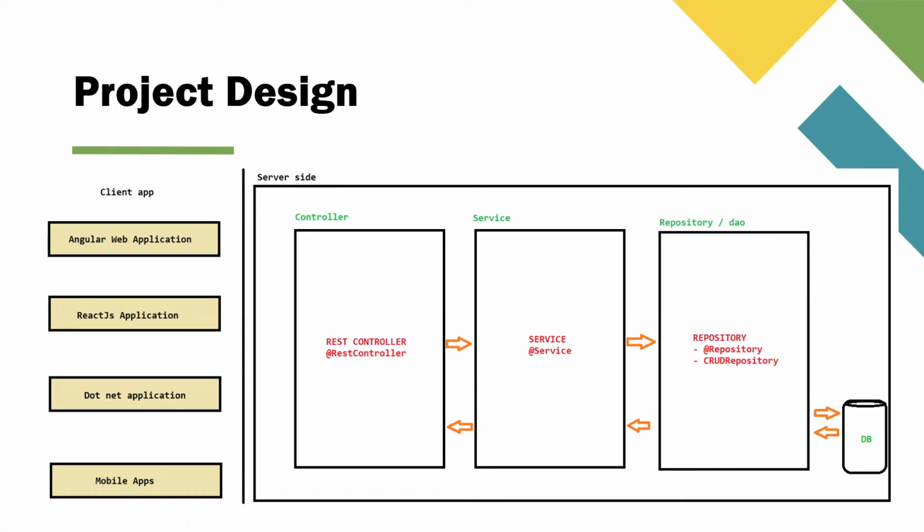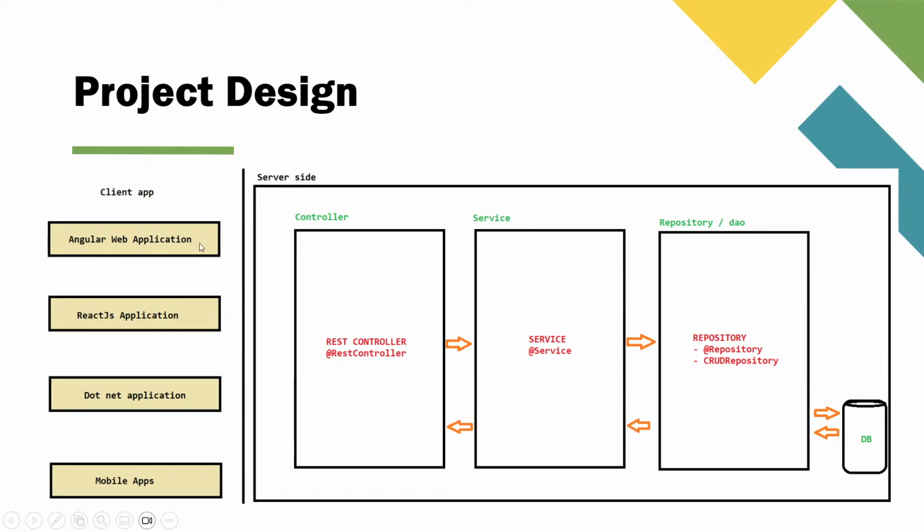Okay, so we'll see how to create the controller, service, and repository now. So this is the server side. Once we complete these three components and expose them as a service, then any client application can communicate with this service, the user service.